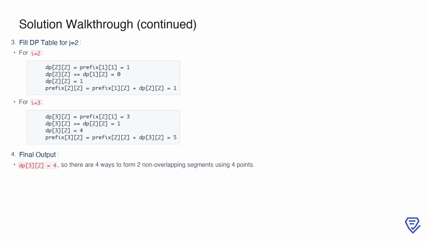The prefix table is updated accordingly to include these new values. Finally, we observe that dp[3][2] gives us the result for this example. There are 4 ways to form 2 non-overlapping segments using 4 points. This demonstrates how the dynamic programming and prefix sum approach efficiently calculates these values.